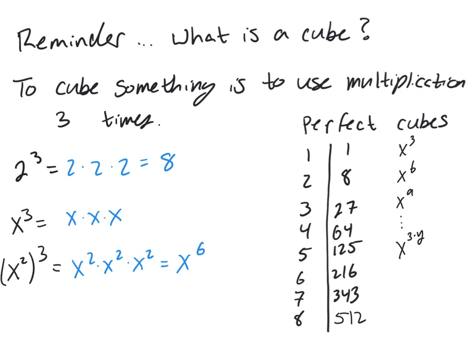When we're talking about perfect cubes of variables, we're looking at any exponent that is a multiple of 3. So x cubed is x to the first cubed, x to the sixth is x to the second cubed, and x to the ninth would be x to the third cubed. So we're looking at multiples of 3. In generic terms, x to the 3 times any number is a perfect cube.